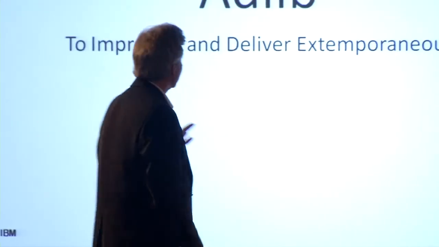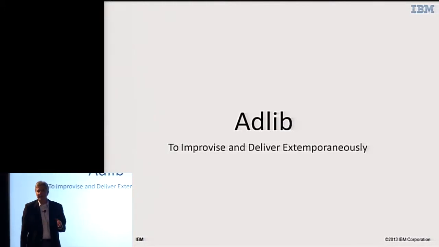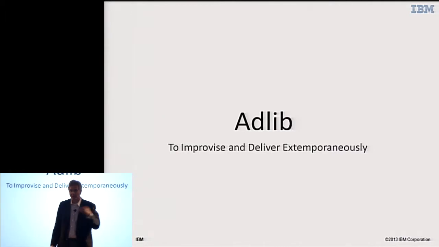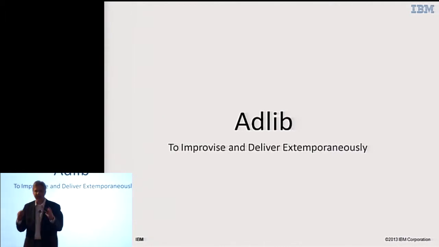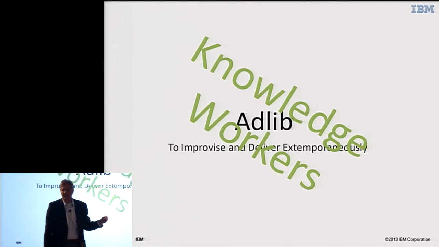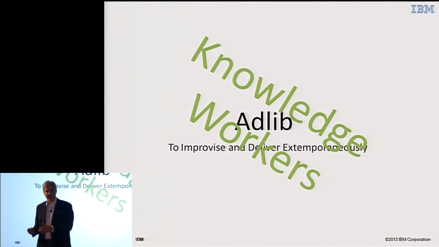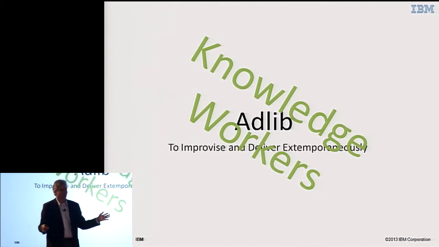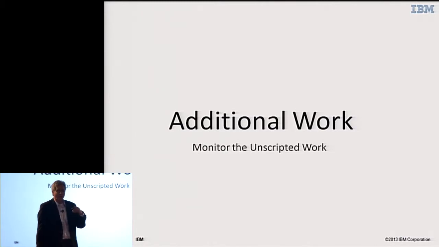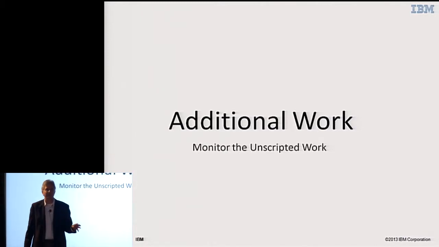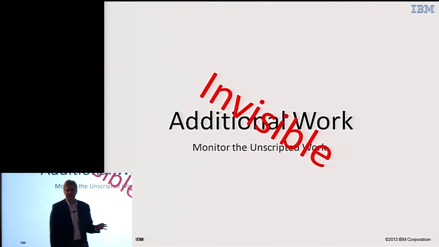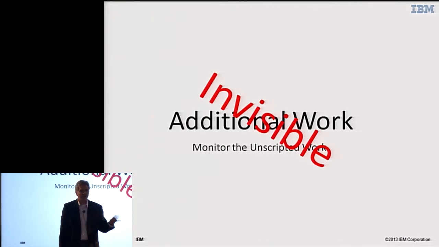So what do we need to do? Well, we need to provide capabilities in our systems so that at runtime, when something unscripted happens, a knowledge worker can come in and deal with that unscripted thing. All right, but I'm talking about data. So how did I get there? Well, what we find is that to deal with these unscripted things, there's additional work that has to be done, and this additional work today is invisible. It happens all the time.